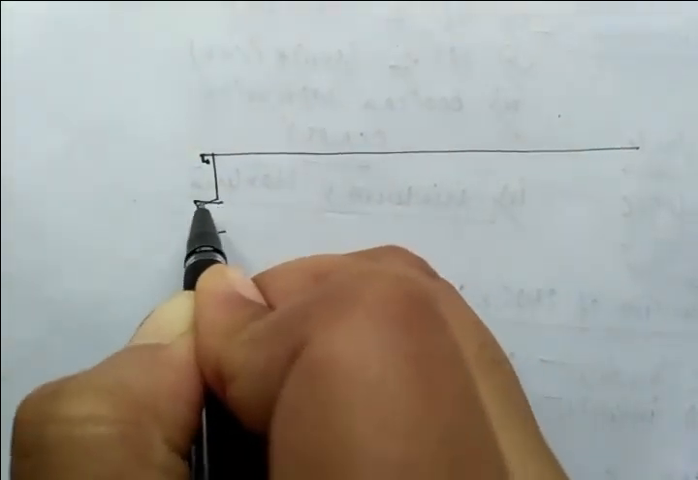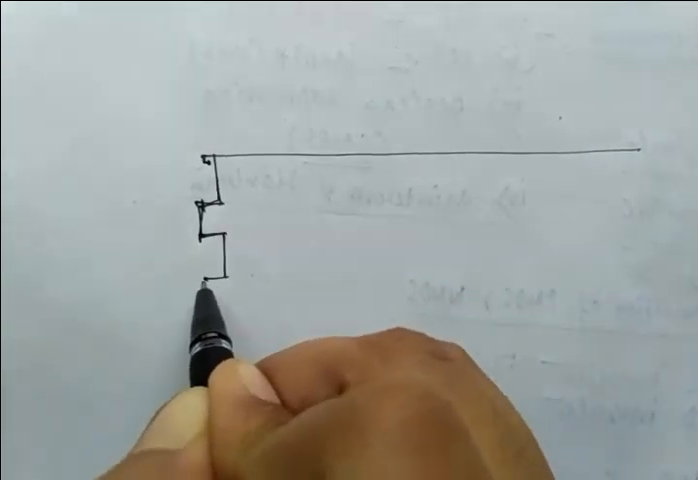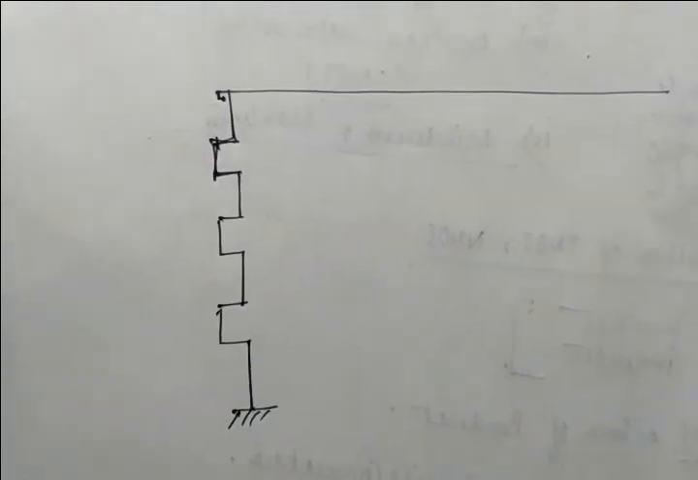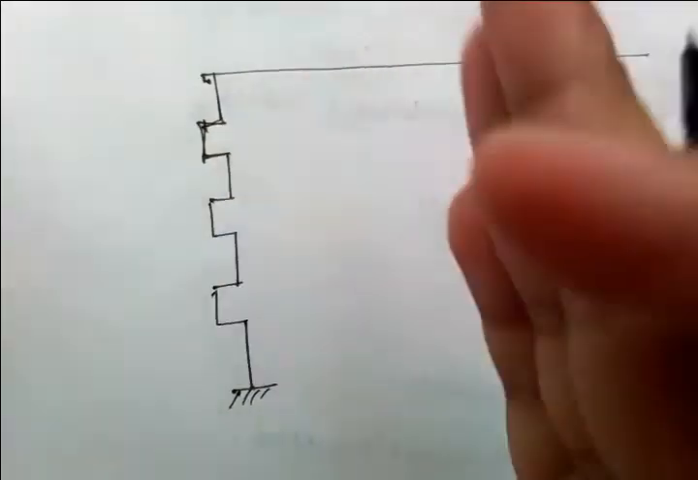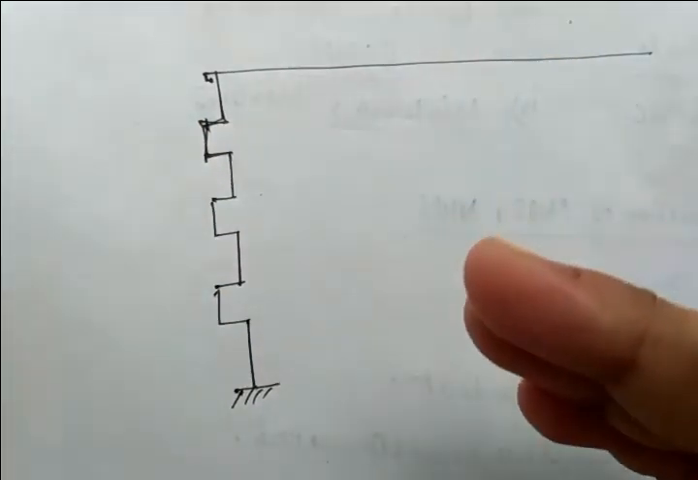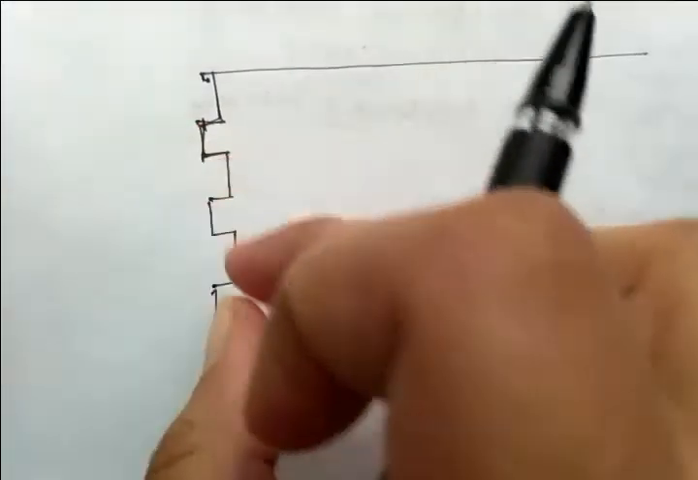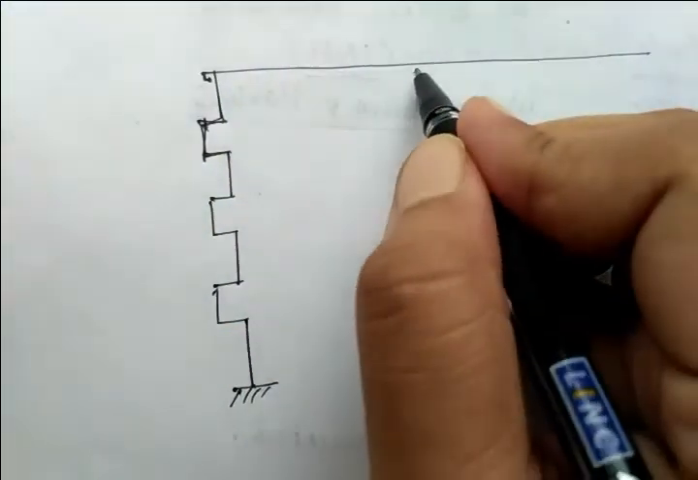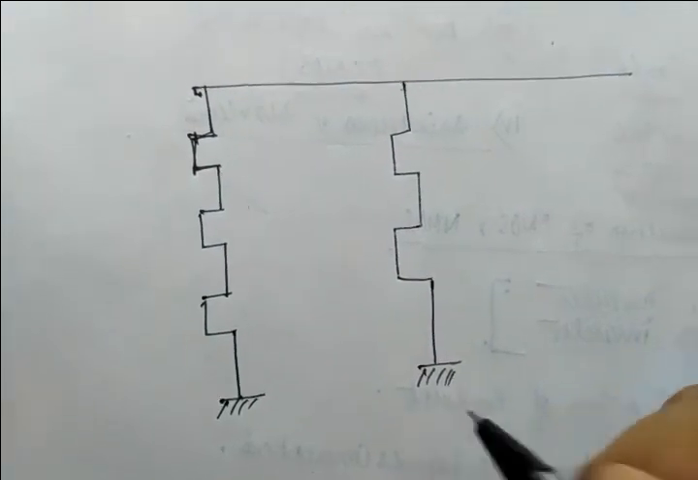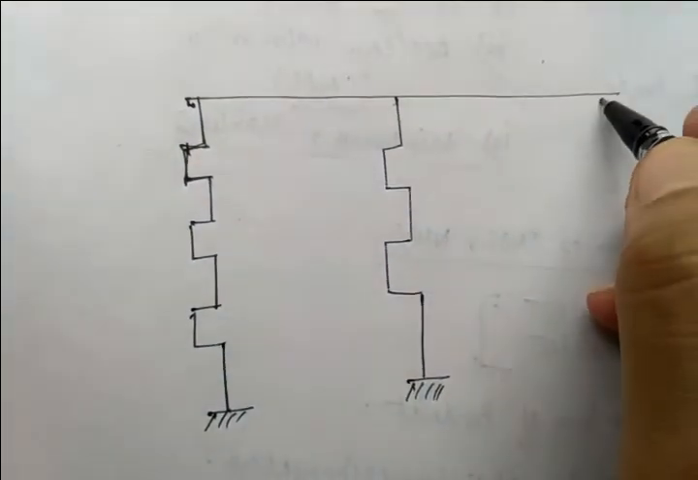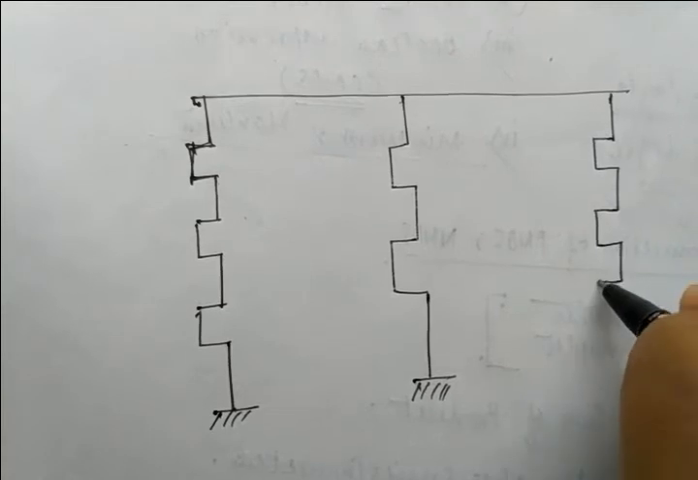So how will they be connected? This is your first branch, and we are connecting the NMOS in series. Clear? All the branches are connected in parallel, but in each branch the NMOS are connected in series. Again, there is one branch that consists of 2 NMOS. And there is another branch that consists of 3 NMOS.